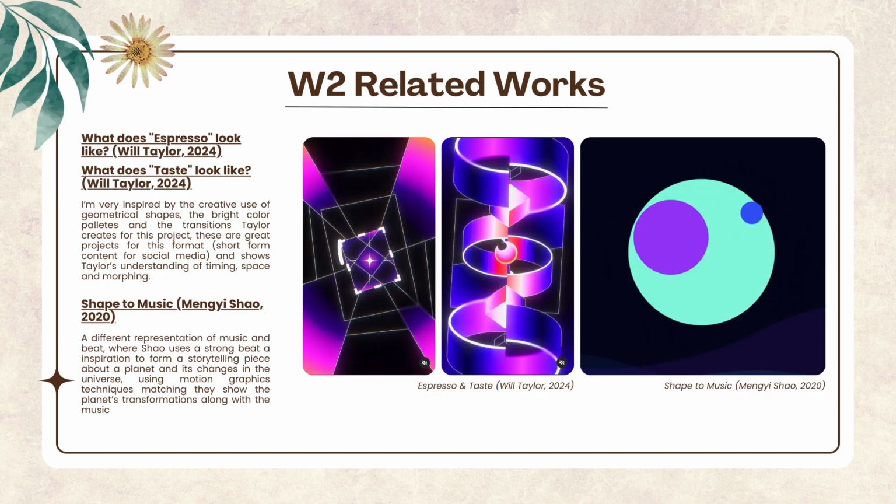Similar work has been produced by Will Taylor, whose work What Does Espresso by Sabrina Carpenter Look Like explores how music and the mood of a song can be portrayed visually by creating motion graphics animations with contrasting and bright color palettes, using different shapes and animating the movement speed to go along the song. Another reference has been produced by Mengi Xiao, whose work Shape to Music explores how music with a strong beat inspired her to tell the story of a planet and how it changes using motion graphic techniques.